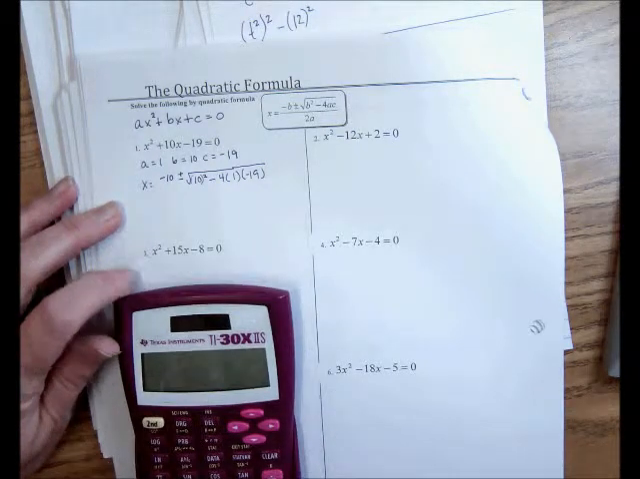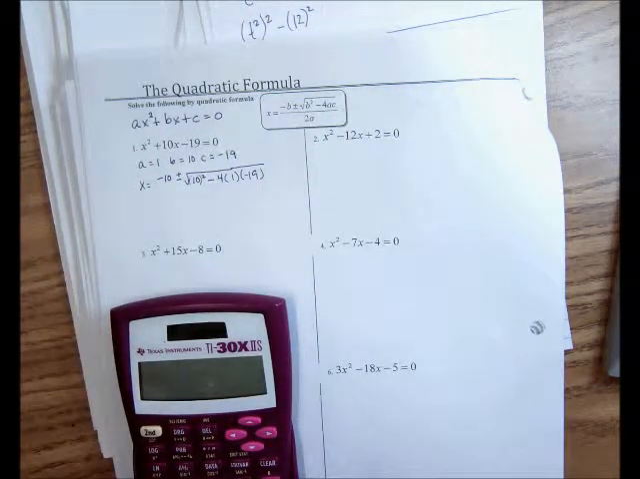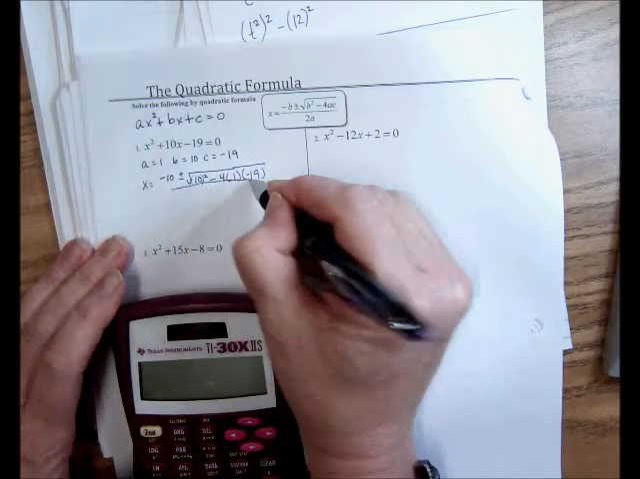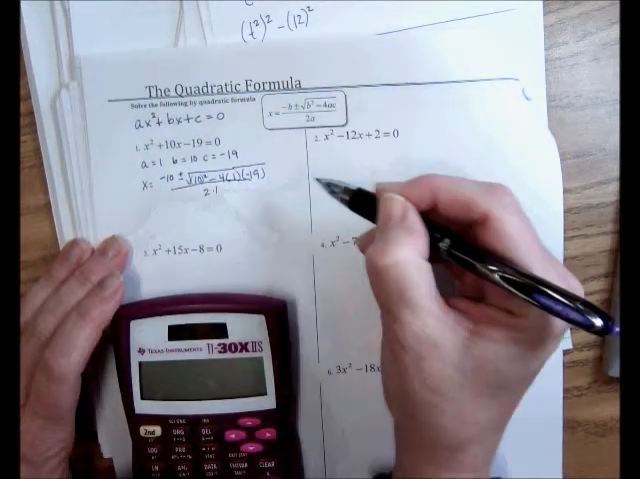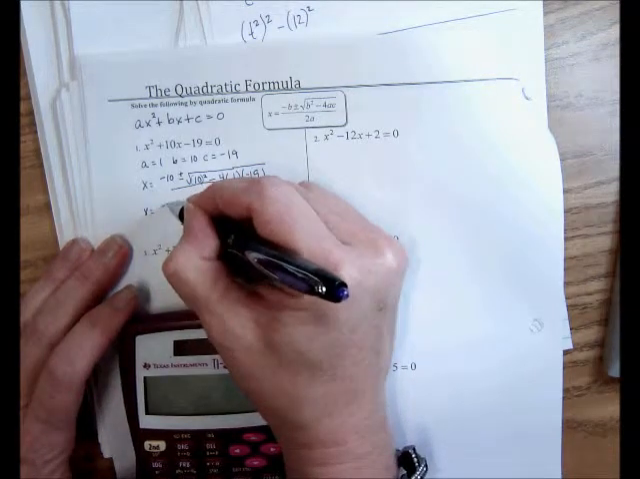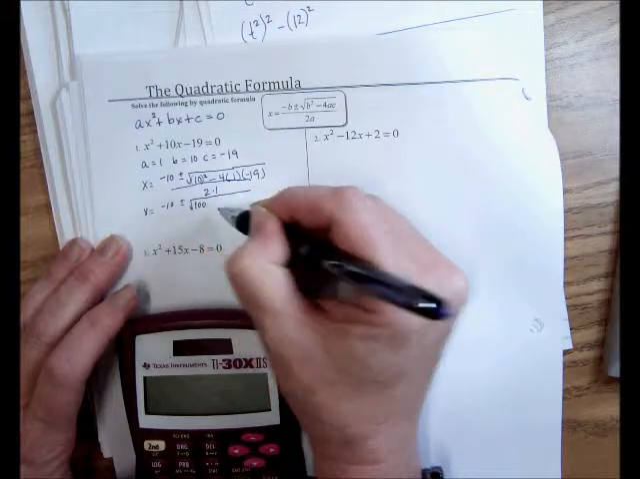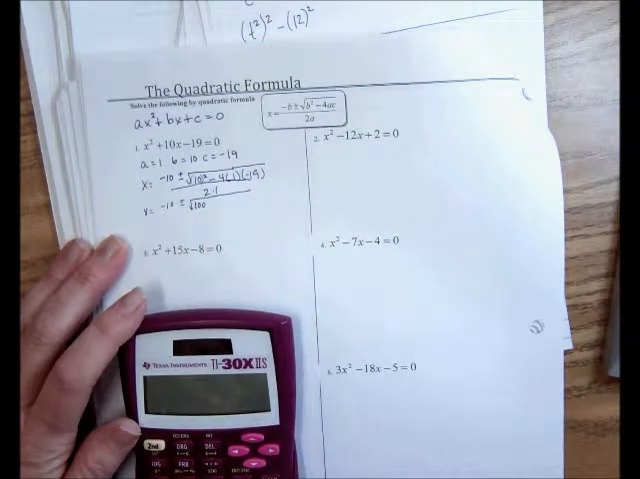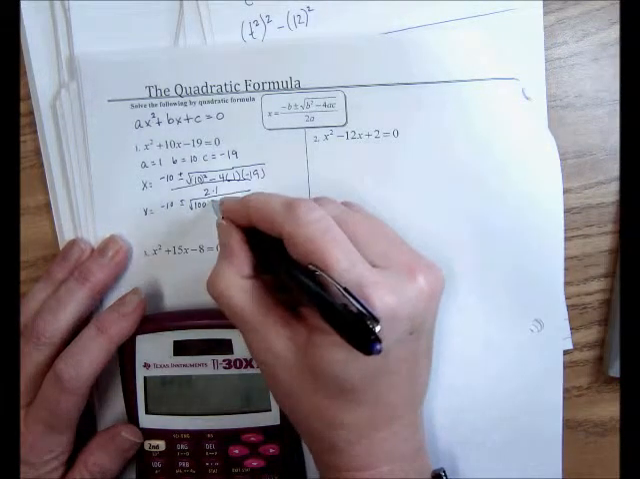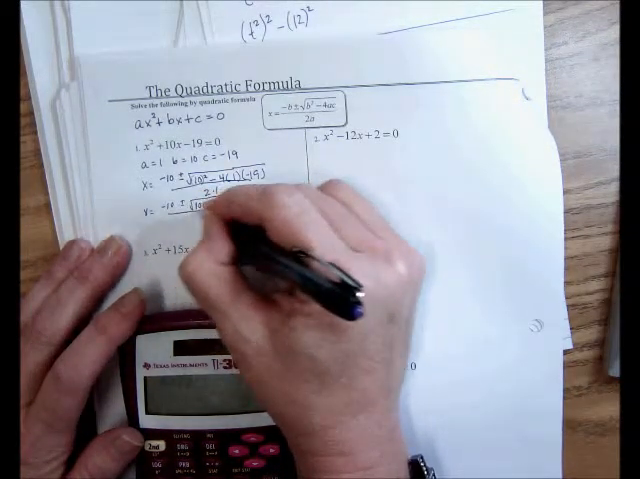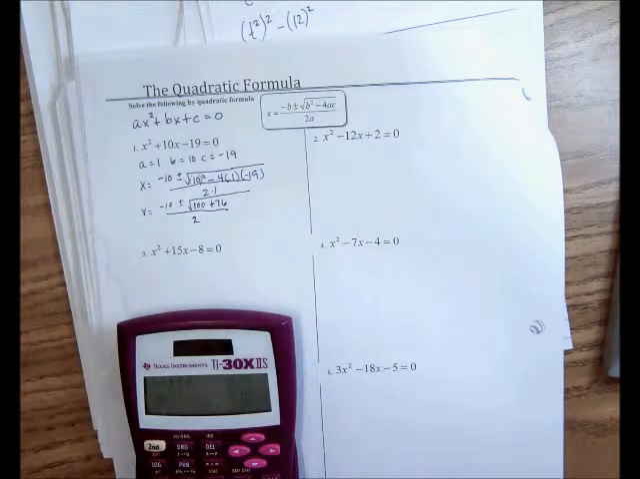So at this point, I start simplifying. And my calculator doesn't always simplify using the order of operations, so you're going to do one thing at a time. Oh, I forgot. And then you have 2 times 1. So in this case, I'm going to end up with a negative 10 plus or minus the square root of 10 squared is 100. And then I have negative 4 times negative 19 times 1, which is going to end up being plus 76, and I divide that by 2.